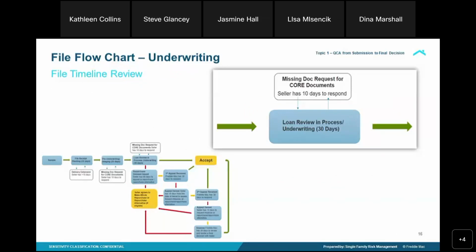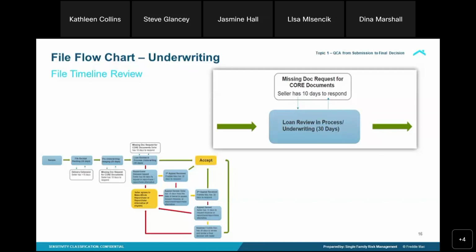Let's go back to the underwriting piece of our flowchart. The options available to a Freddie Mac quality control underwriter are to accept a loan, accept with a minor finding, or to issue a repurchase demand. If the loan file is complete and a final decision can be made to either accept or accept with a minor finding, the loan is retained.